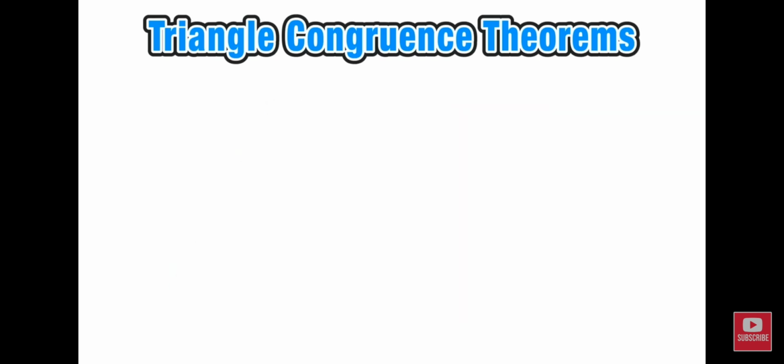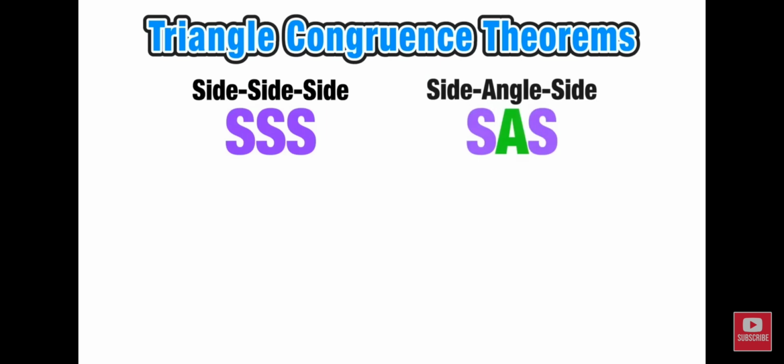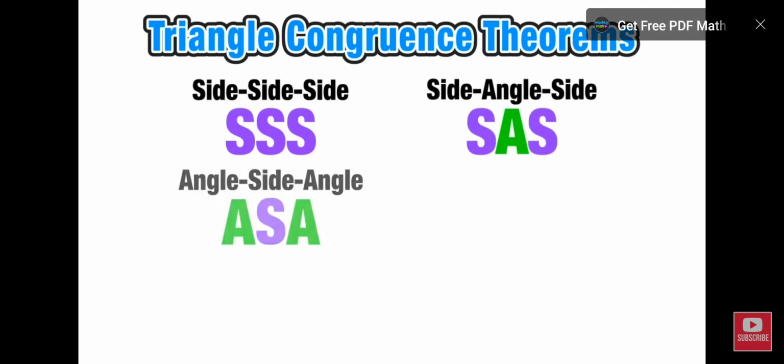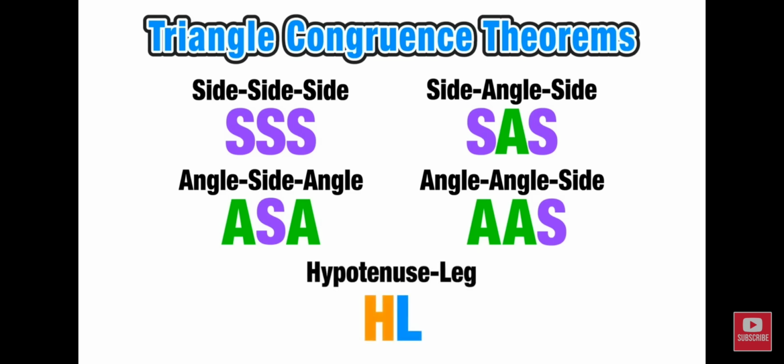So the goal of this lesson is to help you to understand why the theorems that we use prove congruence and how to know which theorem to use in a particular situation. So here are the 5 triangle theorems with their abbreviations. We have side, side, side; side, angle, side; angle, side, angle; angle, angle, side; and hypotenuse leg. So now we're ready to go ahead and explore each theorem individually.